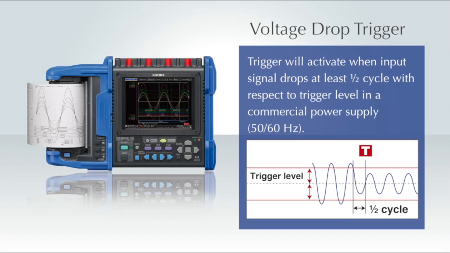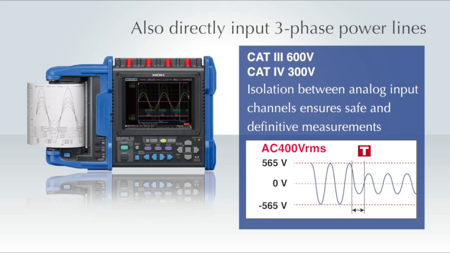The Hioki MR8880 memory HiCorder can be set up with a trigger to detect a voltage drop on a commercial power line. In addition, the recorder is designed to be used safely in a Cat 3 600-volt environment and offers completely isolated input.